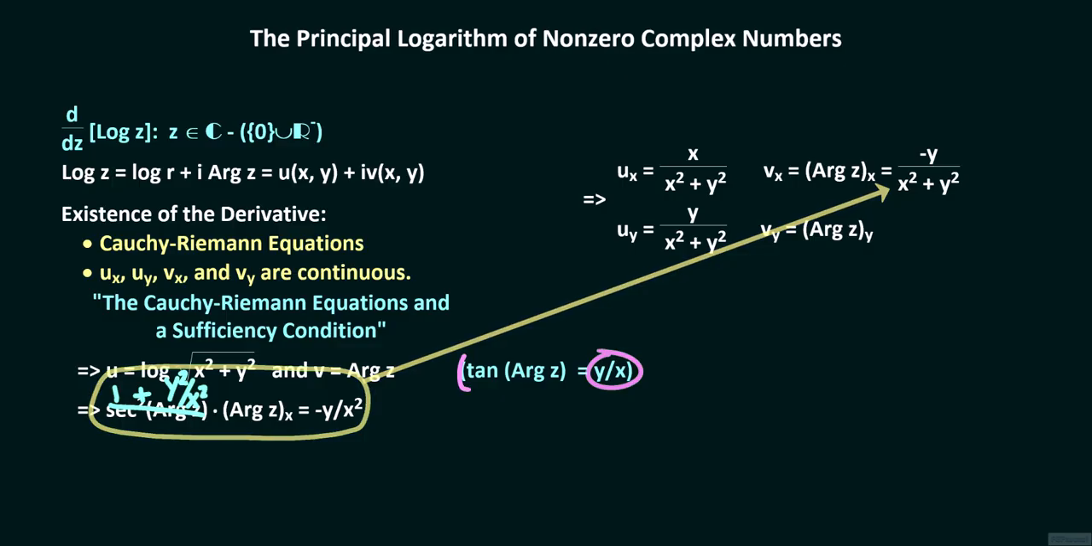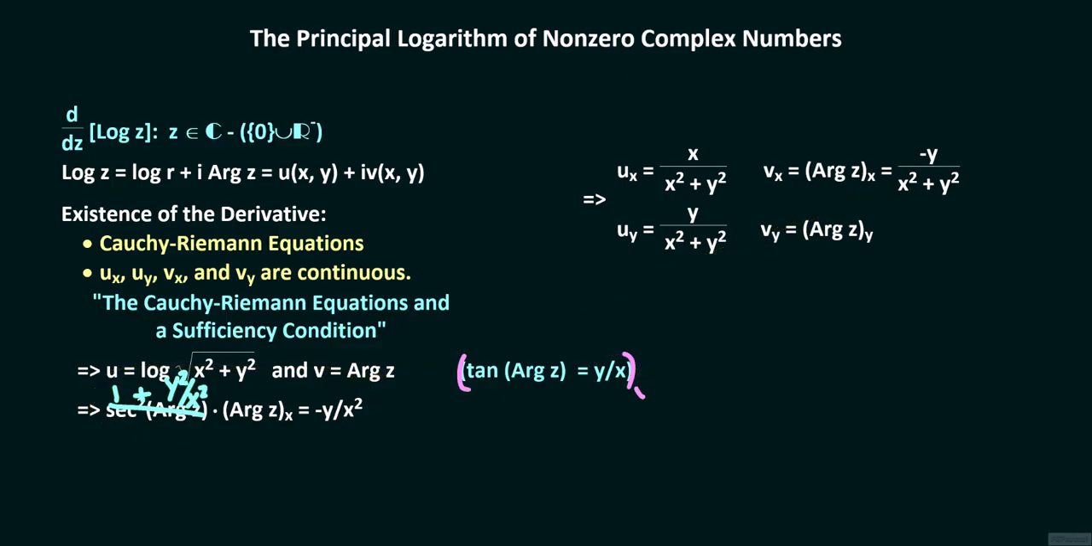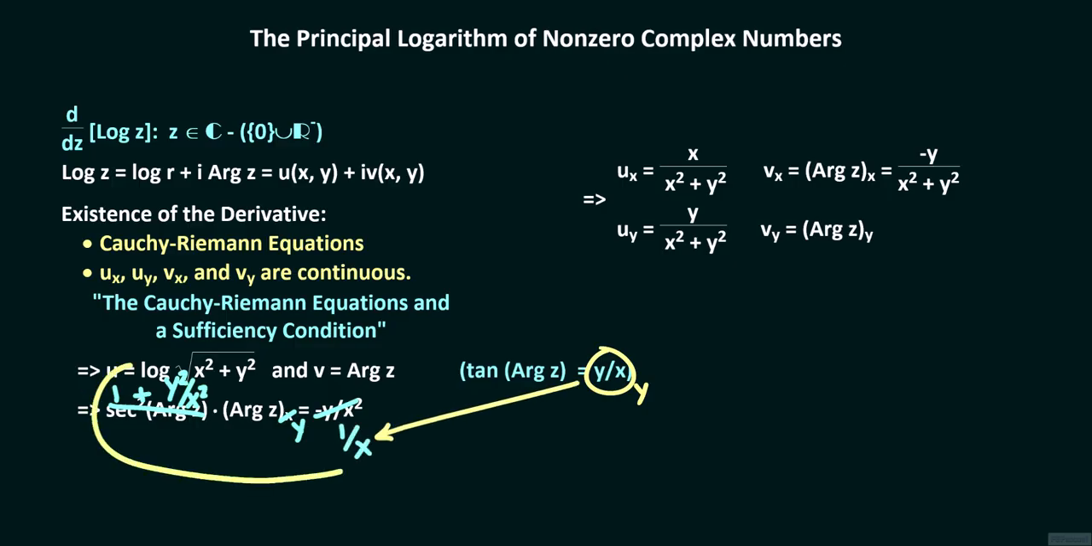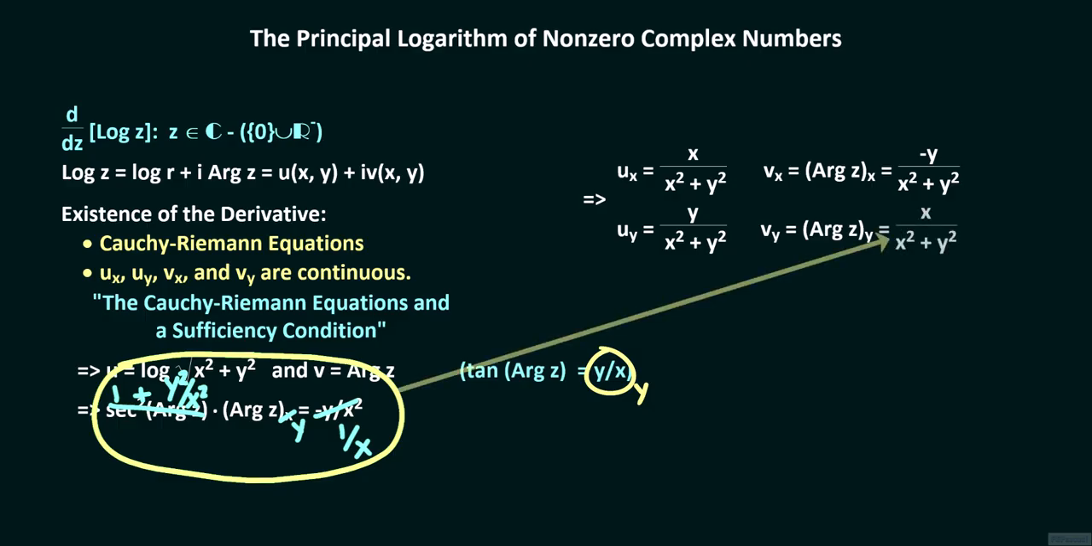Now, differentiating this equation this time with respect to y, we get exactly the same left side, except we differentiate the principal argument of z with respect to y. For the right side, the derivative of y over x with respect to y is 1 over x. And from this equation, v sub y, or the derivative of the principal argument function with respect to y, equals x over the quantity x squared plus y squared.